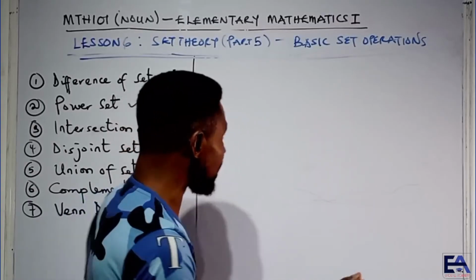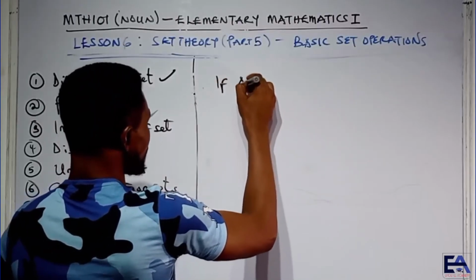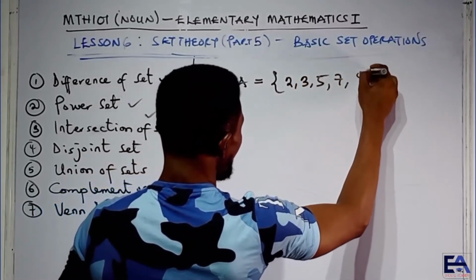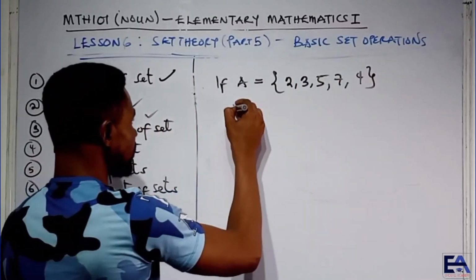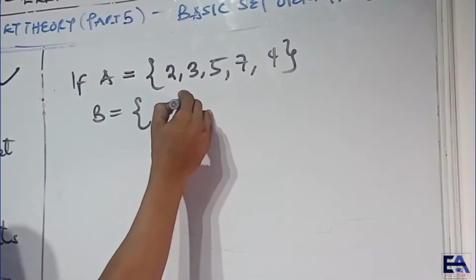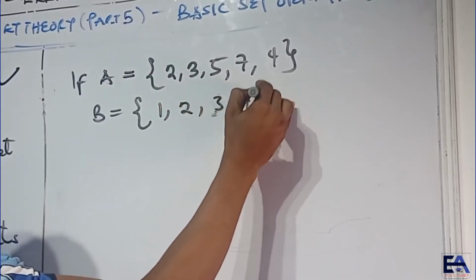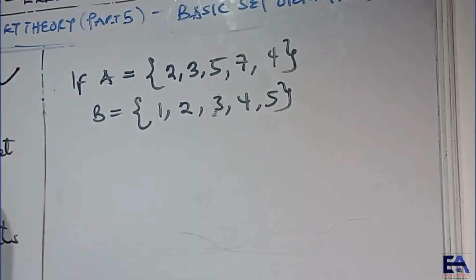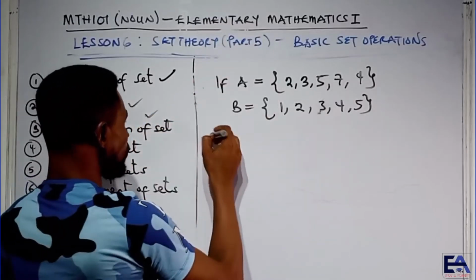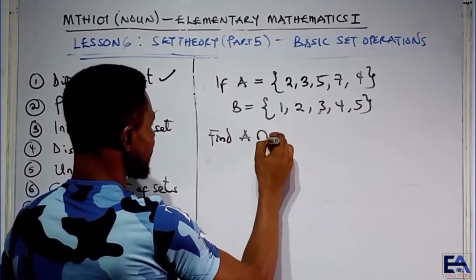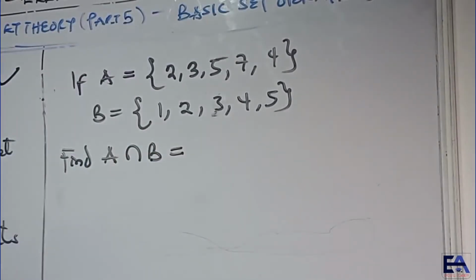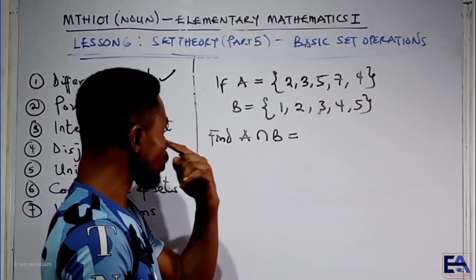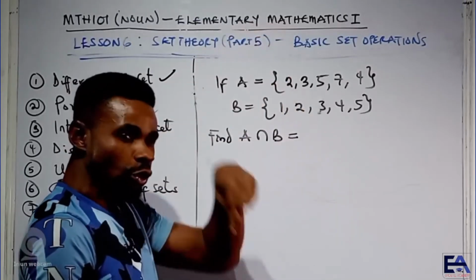Okay, let's play with an example here. For intersection, let's say A is equal to 2, 3, 5, 7, 4. The order of arrangement does not matter. Then we have set B, let's say 1, 2, 3, 4, 5. Intersection of sets is usually represented by this symbol, which we've talked about before. If the question says find A intersection B, then it simply means that we're looking for all the elements that are common to A and B, so what we can find in A that we can also find in B.